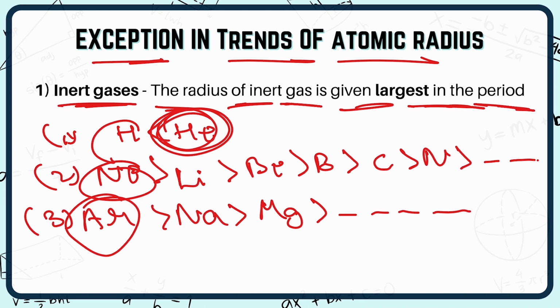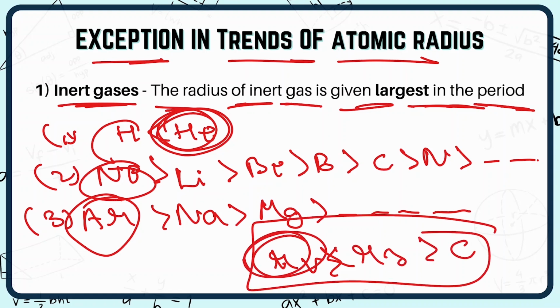Why is it so? It is because of van der Waals radius. In the case of inert gases, van der Waals radius comes into play, and we already know that van der Waals radius is greater than all 3 of them. It is greater than metallic, it is greater than covalent. Hence, van der Waals radius comes into play, and inert gases have the highest atomic radius.